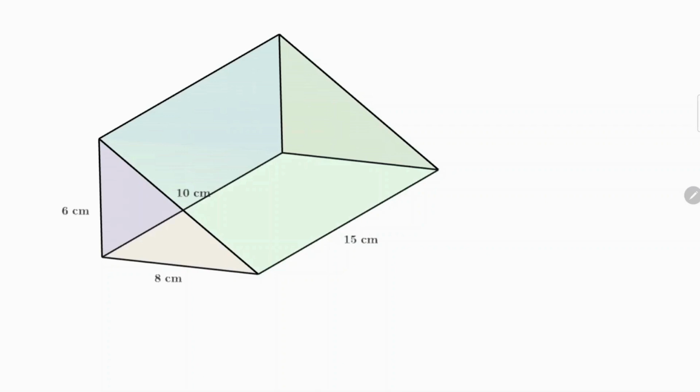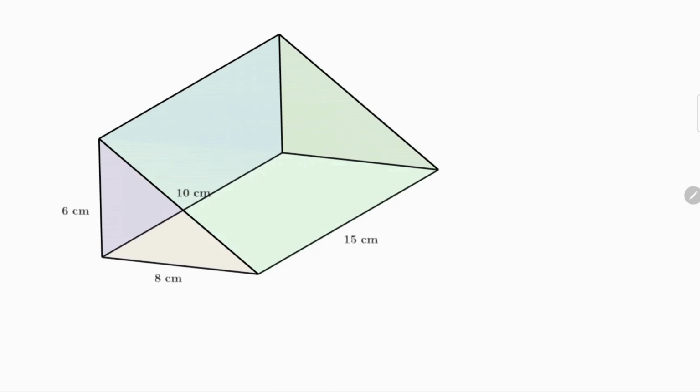Now, today we're going to be looking at finding the surface area of a triangular prism. First of all, what does surface area mean? Surface area means finding the area of all of the faces on a 3D shape. The faces are the flat surfaces on a 3D shape.